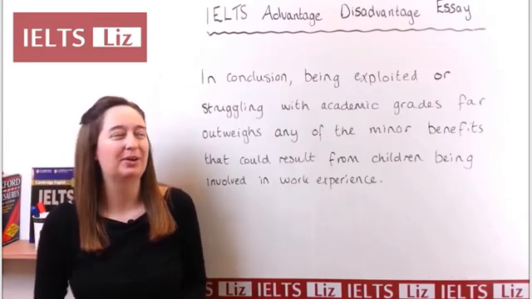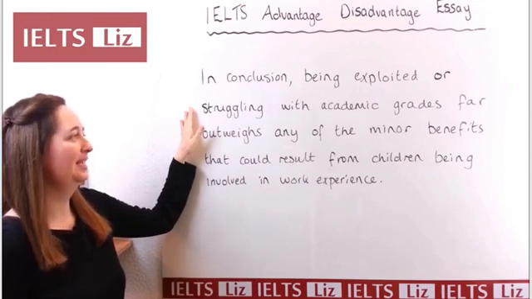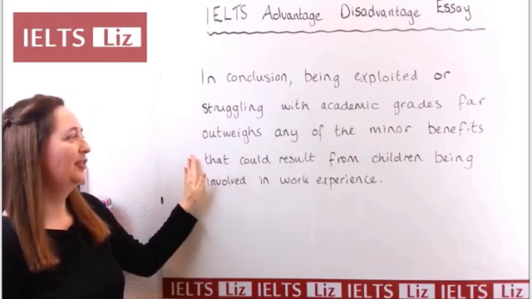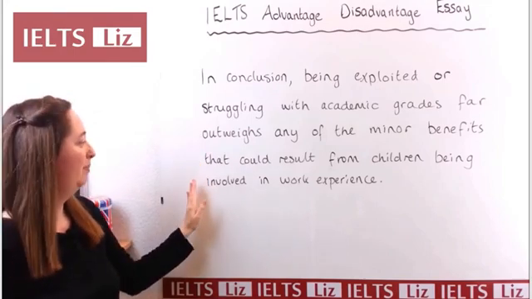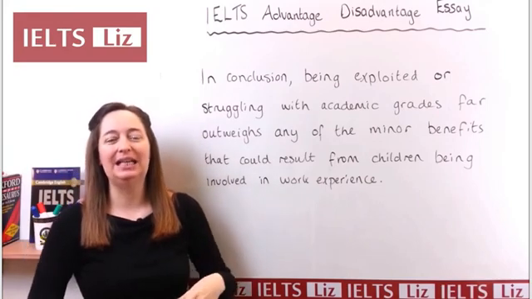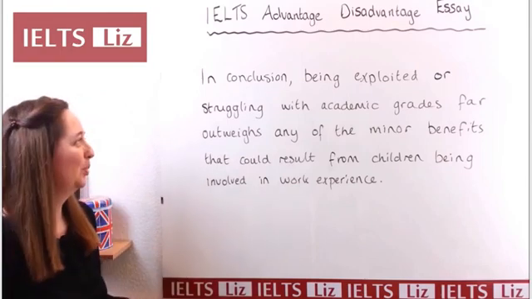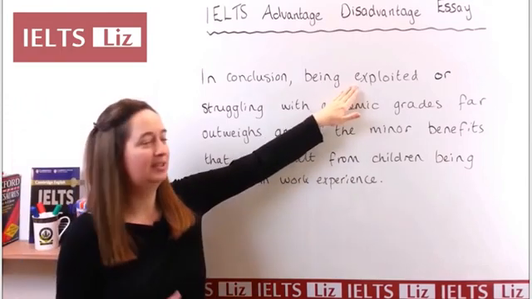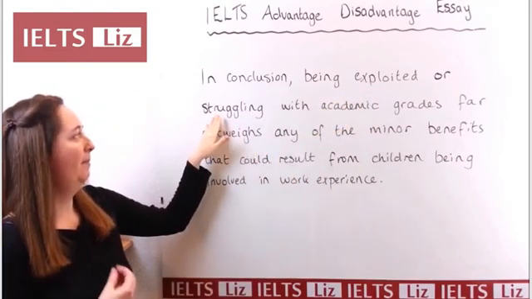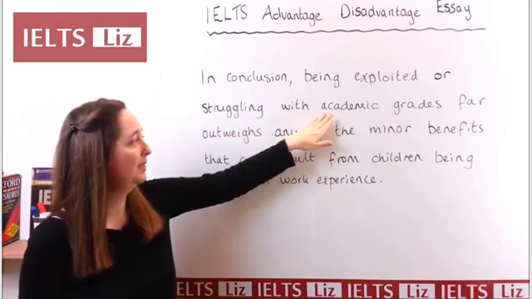The final paragraph. In conclusion, being exploited or struggling with academic grades far outweighs any of the minor benefits that could result from children being involved in work experience. So the conclusion is restating which side we are mainly supporting. So we've mentioned the exploitation at work that children can experience. We've mentioned that there are problems with their academic performance.